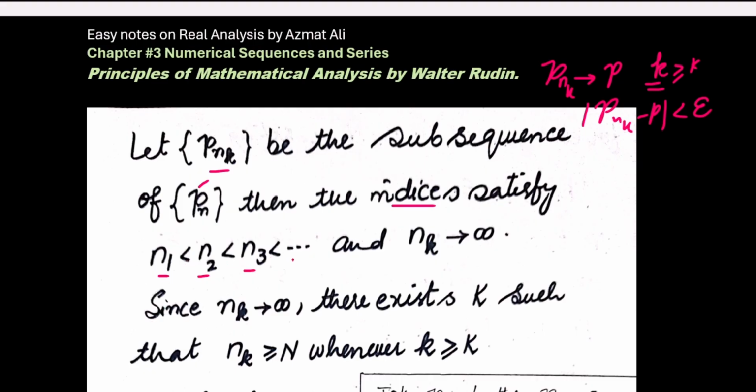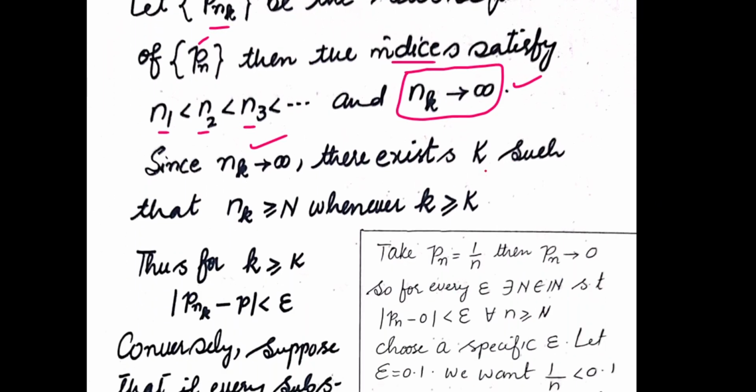Clearly, after some stages, your nk approaches infinity, because as I have discussed, this sequence of indices is an increasing sequence. So it is increasing without bound. So nk will be a sufficiently large number that approaches infinity. Since nk approaches infinity, there exists a capital K such that your nk is always greater than or equal to N whenever your k is greater than or equal to K.